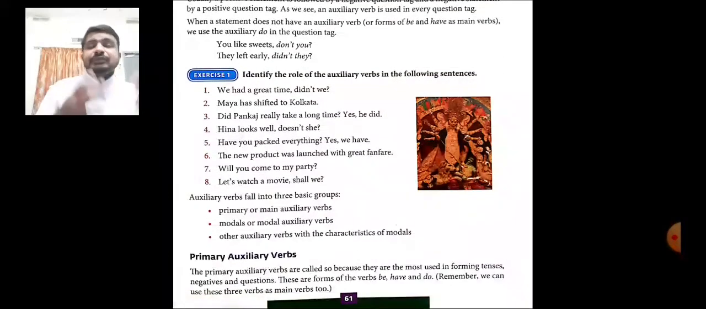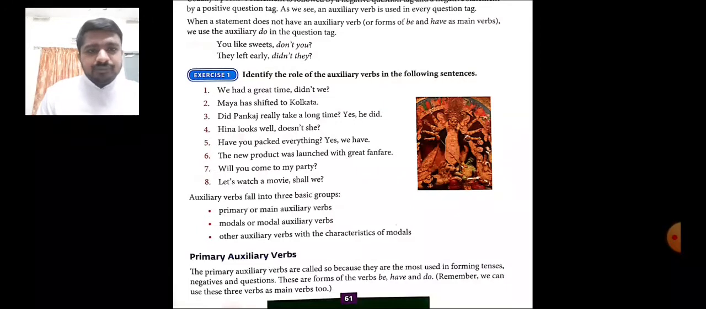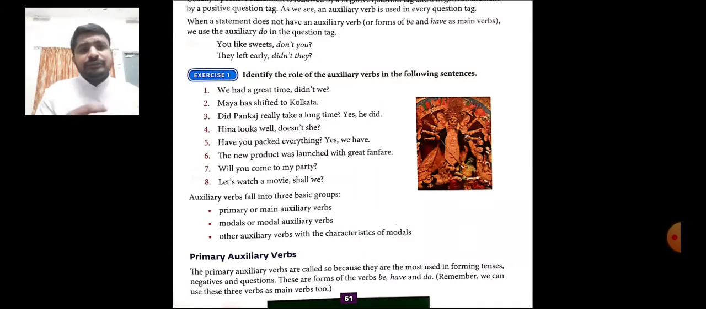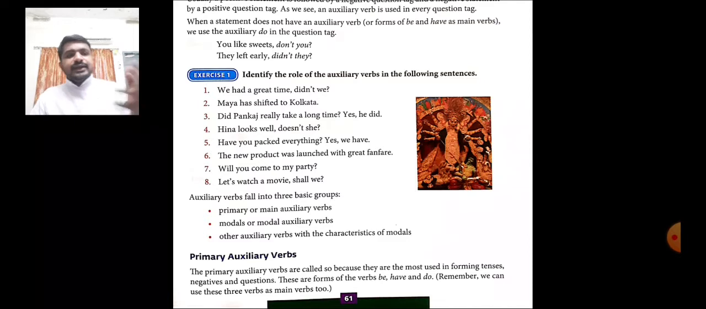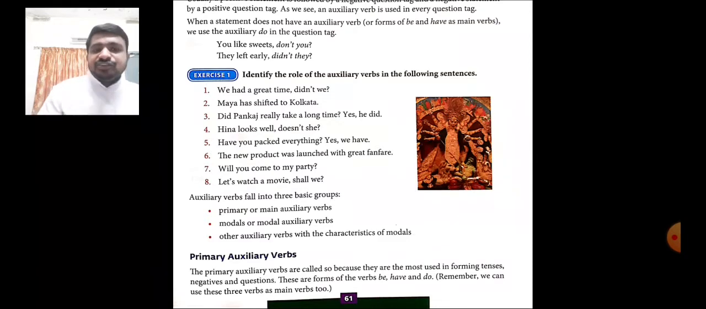Now we shall see what we mean by primary auxiliary verbs. These auxiliary verbs can be divided into three: primary or main auxiliary verbs, then modals or modal auxiliary verbs, and other auxiliary verbs with the characteristics of modals. The first one is primary auxiliary verbs.